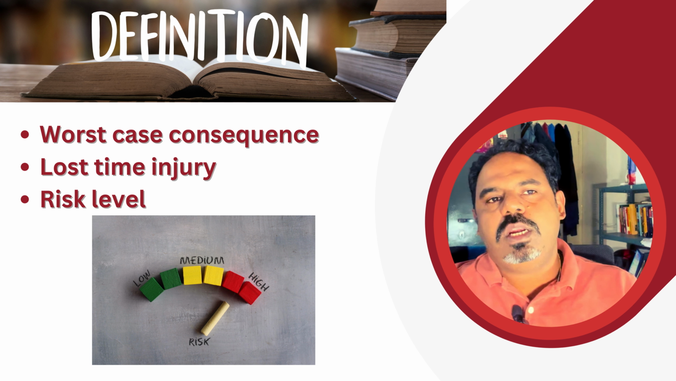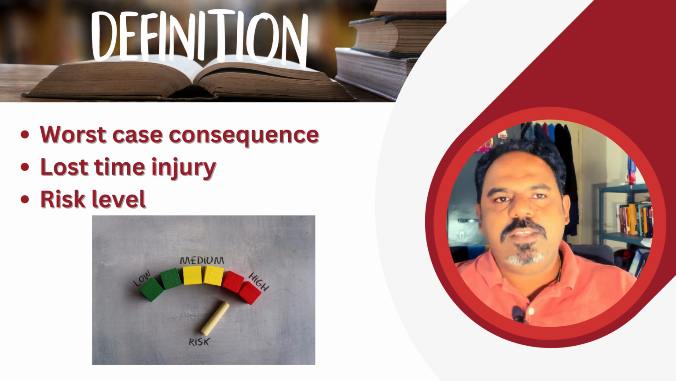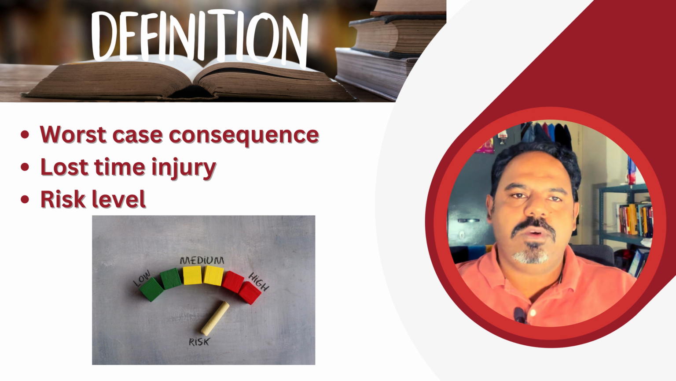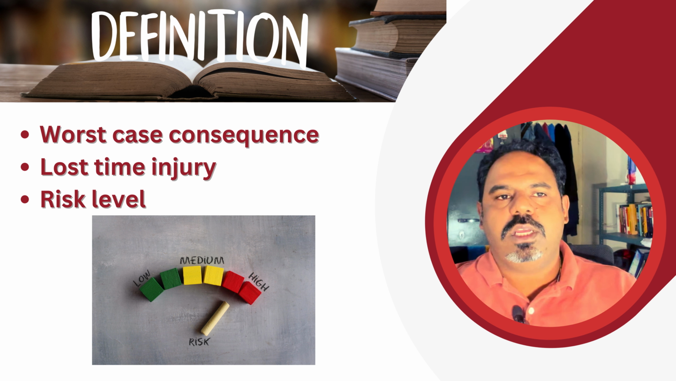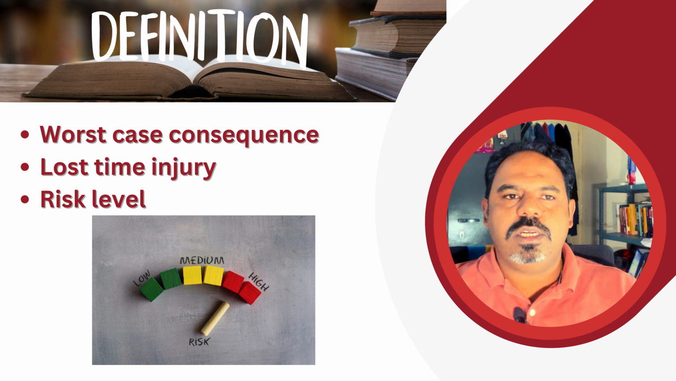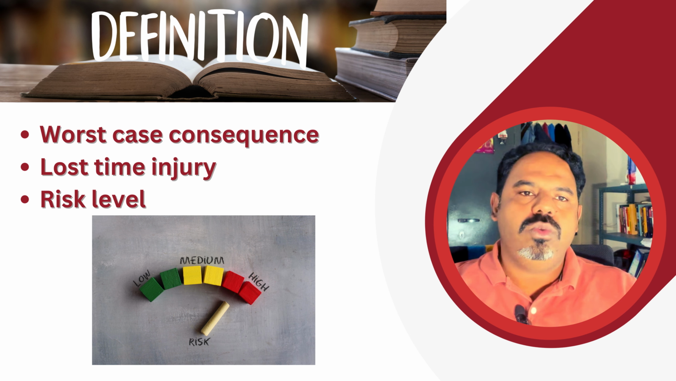Then we have to understand about risk level. It is the combination of likelihood of occurrence and consequence of occurrence. It is normally represented as low, high, or medium and/or in a numerical value.